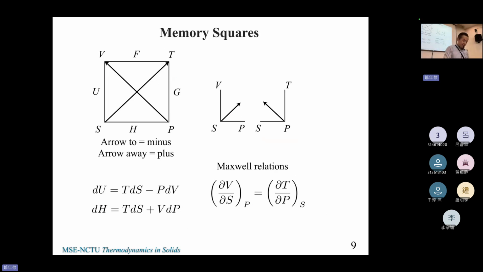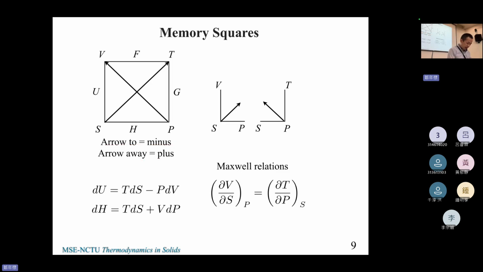In textbooks or on the internet, they give us a really nice trick, a nice tip, to help us memorize this whole table. We call it the memory square. But if you want to use that tip, you need to remember this square first. All right. So V F T, U G, S H P, and the two arrows. And arrow to is minus, arrow away is plus.